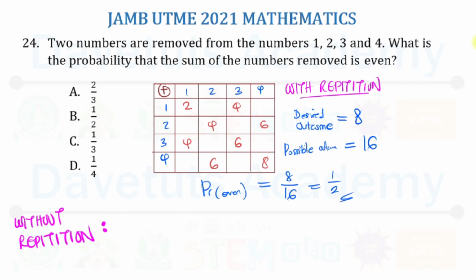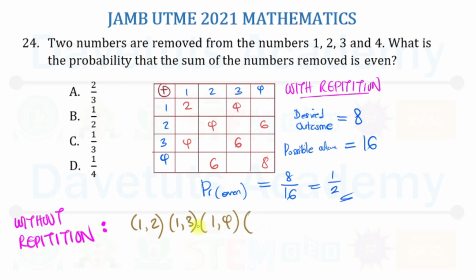Then our options will now be from here. We have 1, 2, we have 1, 3. These are the ones that will give us even numbers, okay? Then 1, 4, that will be odd. No. So these are the combinations with 1.